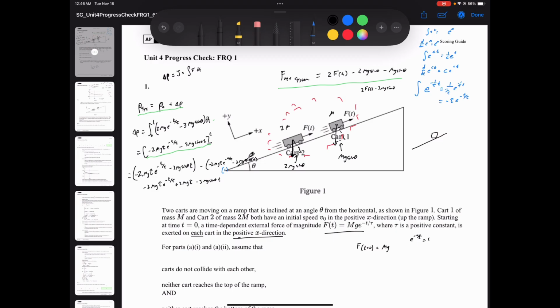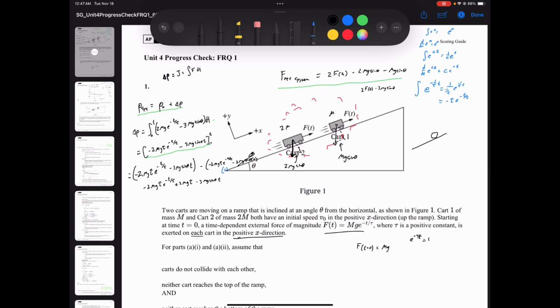But now if there's a coefficient in the exponent, well, you need to know that if I integrate e to the ct, I get 1 over c times e to the t. And then a derivative of e to the ct is c times e to the ct. Okay?